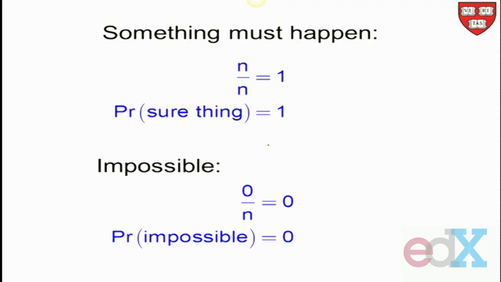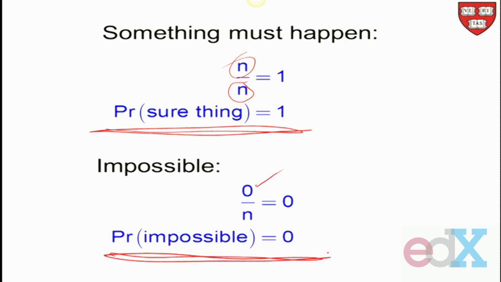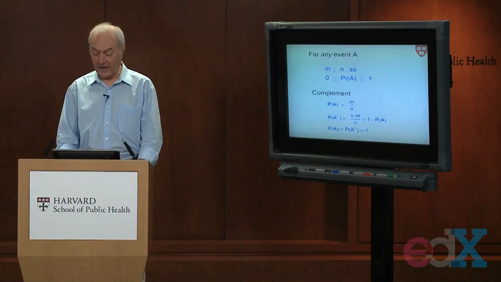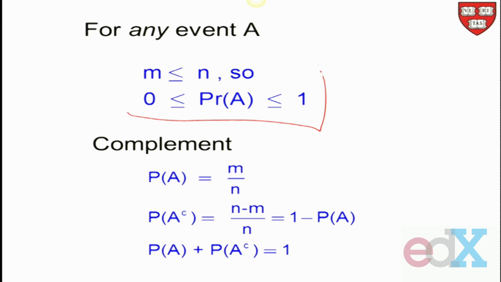So let's look at a few particular cases of probability. Something must happen. So every time you do this, something happens. So of the n times you do it, n times something happens. So the probability of a sure thing is 1. On the other hand, the other extreme, if it's impossible, it never happens. So 0 out of n. So the probability of an impossible event is 0. And in fact, these two define the limits. Every probability, the probability of any event, is going to be between 0 and 1.